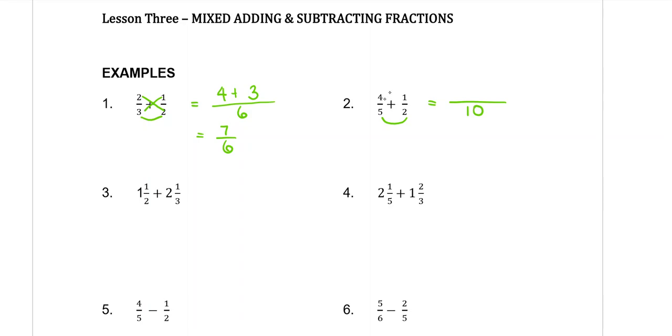Times in the diagonal. 4 times 2 is 8. Then plus, times in the other diagonal, 1 times 5 is 5. Adding the top numbers together, 8 plus 5 is 13 over 10.